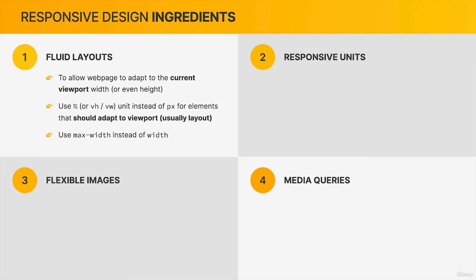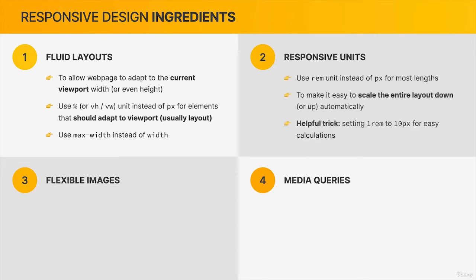Next up, there are responsive units, which basically just means that we should use the rem unit instead of pixels for most of the lengths in our CSS. And using rems instead of pixels will make it really easy for us to scale the entire page up or down automatically.